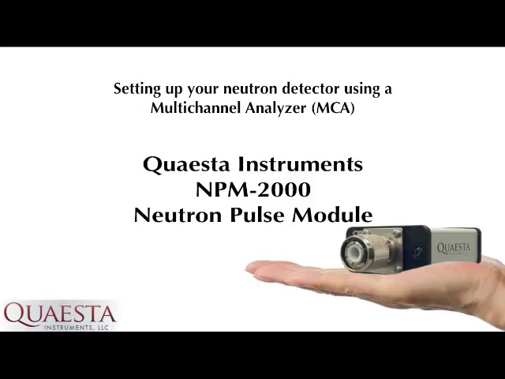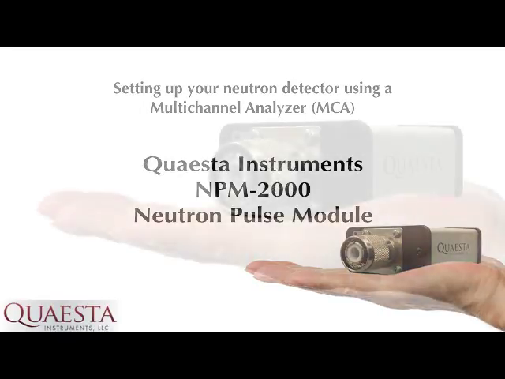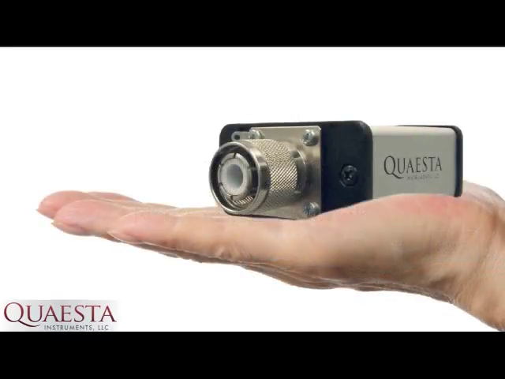This brief tutorial will explain how a multi-channel analyzer, or MCA, integrated into Quaesta's neutron pulse monitor device can make setting up your proportional neutron detector fast and easy. A multi-channel analyzer also provides valuable feedback for long-term health monitoring of your neutron detector.